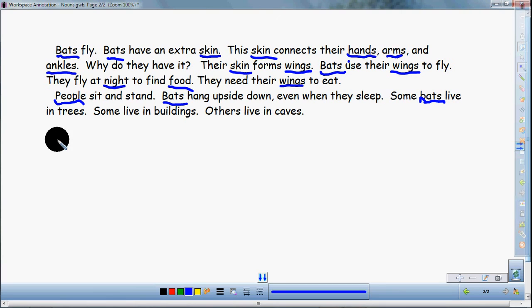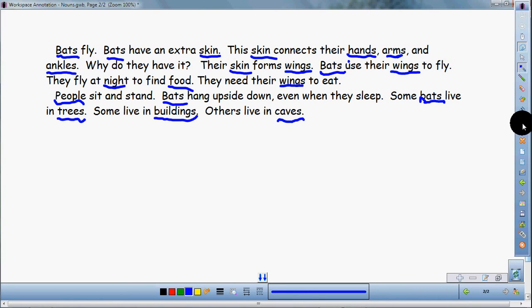Live in trees. Trees. Now this is a place because the bats are in the trees, so they are in a place. If you can go and be in something, then it is a place. So here again, some live in buildings. You're going to be in the building, so it is a place. Others live in caves. Once more, in what? In caves. So caves are a place also.